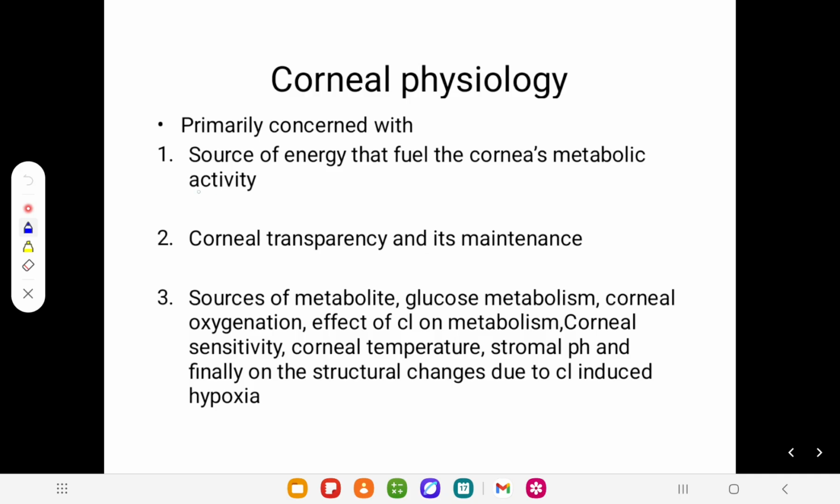The primary concern is the source of energy and fuel, corneal metabolism. As we know, approximately 85% of corneal metabolism is anaerobic, and corneal transparency and its maintenance is totally related to corneal physiology. Source of metabolite, glucose metabolism, corneal oxygenation, effect of contact lens on metabolism, corneal sensitivity, yes, we know this term, corneal temperature, stromal pH, and finally the structural changes due to contact lens induced hypoxia.